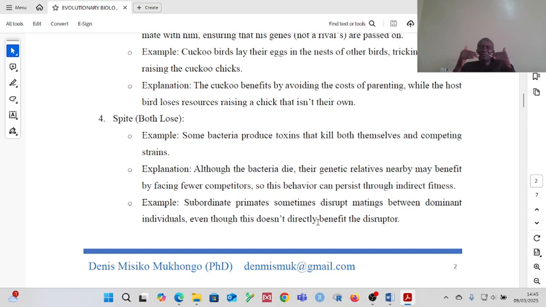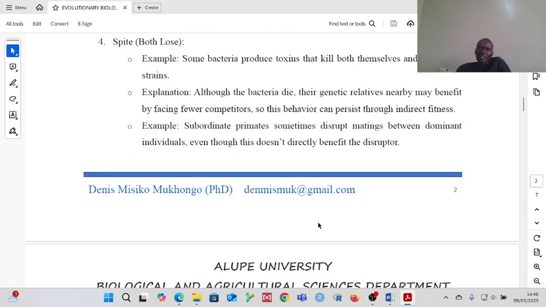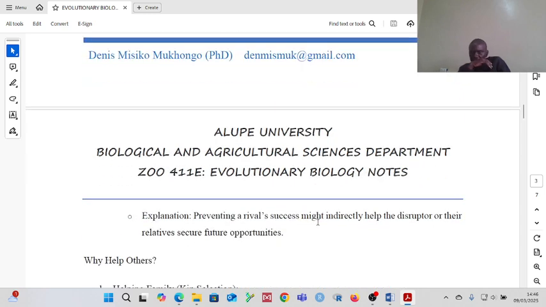So by disrupting that mating, the subordinate does not benefit. The subordinate is the disruptor. So it is not disrupting the mating so that it can also mate. It can't, because the dominant individuals are in a higher social order compared to the subordinates. But the subordinate is just disrupting that mating. Both of them are losing. That is spite. Okay?